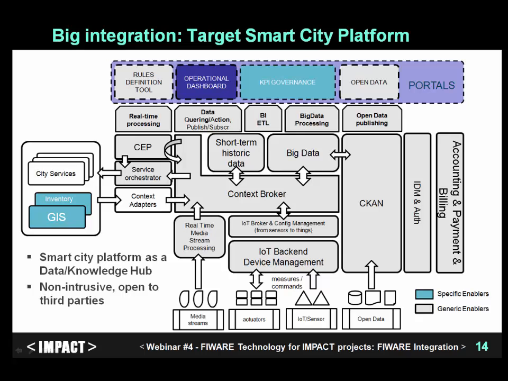Before we finish this chapter about enablers interaction, I want to show you this diagram, which shows a big integration between many FIWARE enablers. It's what we call the target smart city platform, and it's a proof of what can be accomplished with all the FIWARE ecosystem.